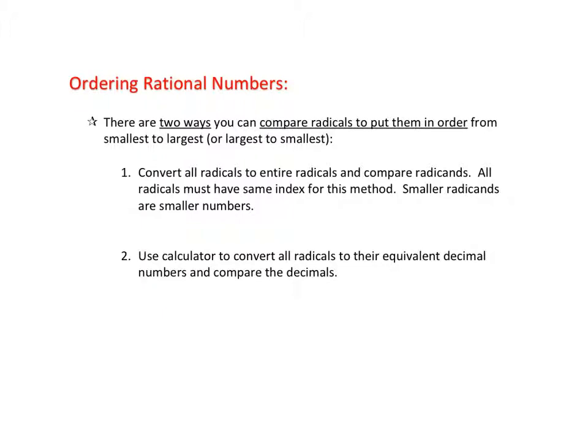Now let's look at ordering radicals. There are 2 ways that you can compare radicals to put them in order from smallest to largest or largest to smallest, whichever you need. The first way is to convert all your radicals to entire radicals, and then you can compare the radicands. All radicals must have the same index for this method. Smaller radicands are smaller numbers. The second method is to use a calculator to convert all radicals to their equivalent decimal numbers, and then compare the decimal numbers and put them in order.